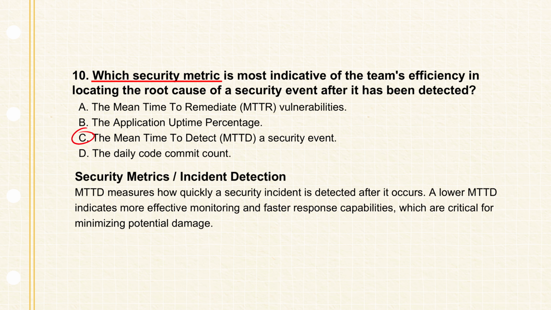According to the source material, MTTD is really critical for gauging how effective your monitoring and detection systems are. It specifically measures the average time that passes between when a security incident starts and when your team actually detects it. A low MTTD, great, means your visibility is good, you're catching things quickly. A high MTTD, that's bad news. It means attackers could be lurking in your systems for days, weeks, even longer, totally unseen.